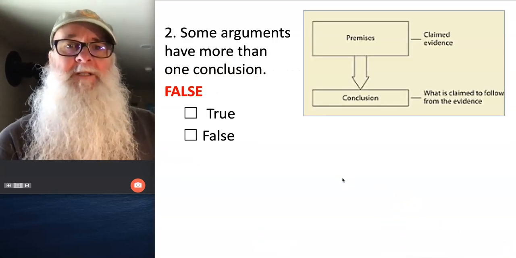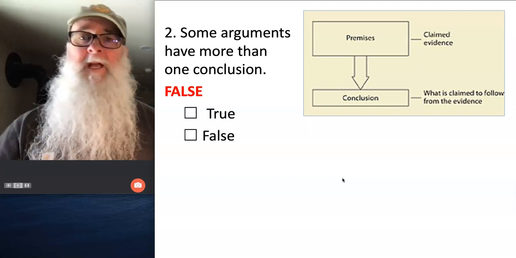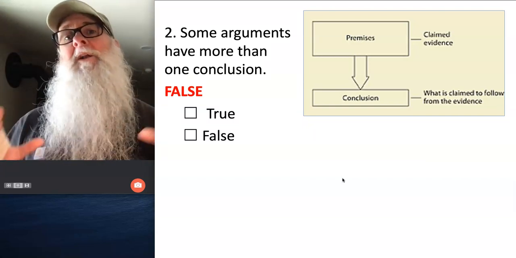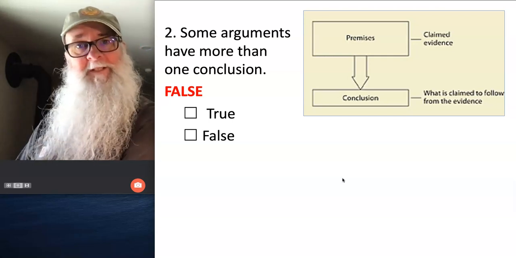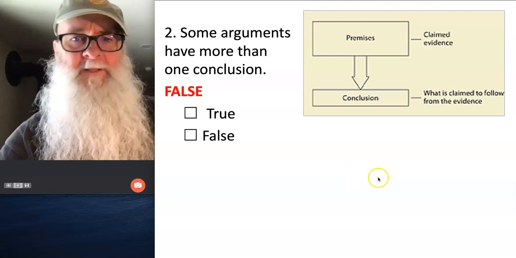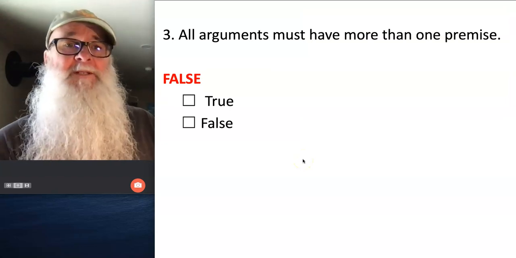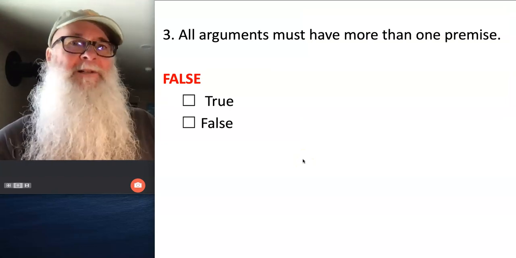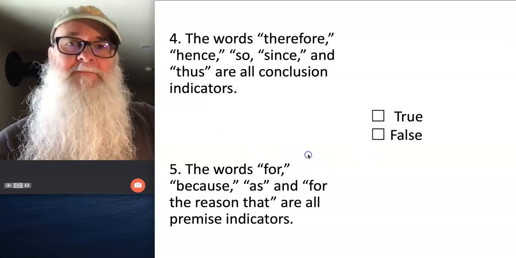Number 2, some arguments have more than one conclusion. That is false. Remember, our definition of argument is a group of statements in which one or more is providing support for or reason to believe that one of the others is true. So every argument has one conclusion and one conclusion only. Number 3, all arguments must have more than one premise. That's false. There are plenty of arguments that have just one premise. We've looked at a number of them.